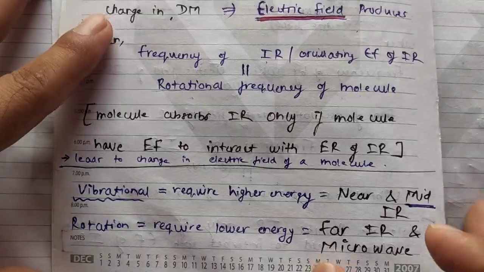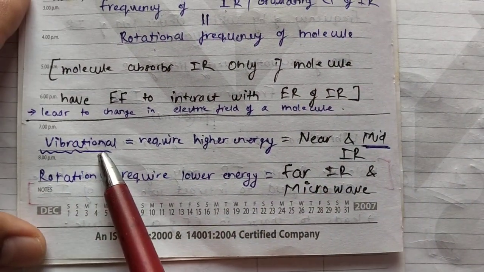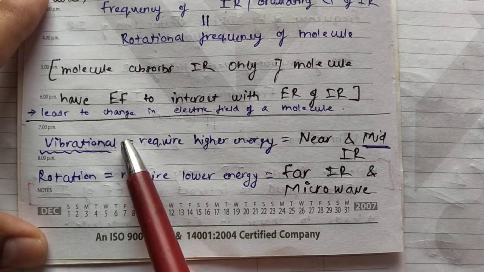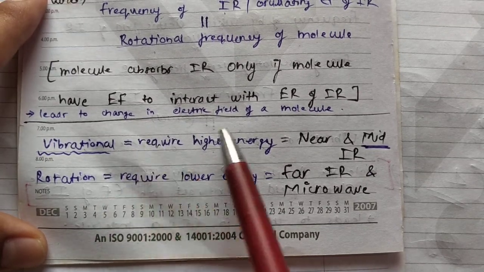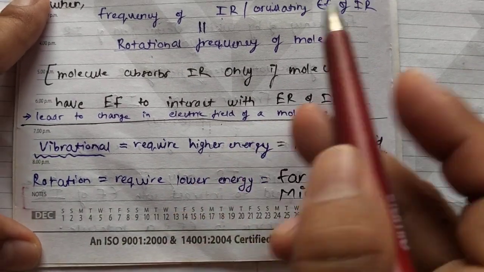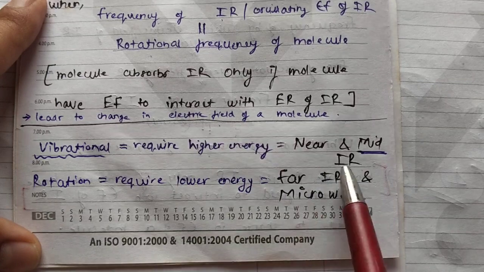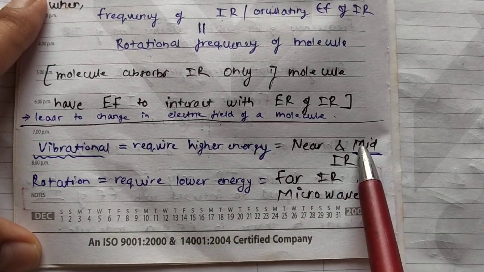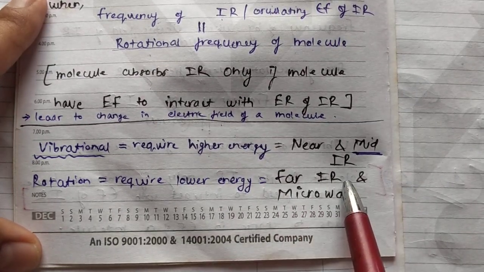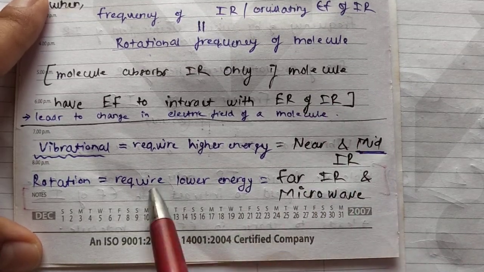Now here you see, as I told you before, only vibration requires higher energy, and this is provided by near and mid IR, while a change in rotation requires less energy, which is provided by far IR. Compared to near and mid IR, far IR has less energy, and microwave has even less energy than IR radiation.